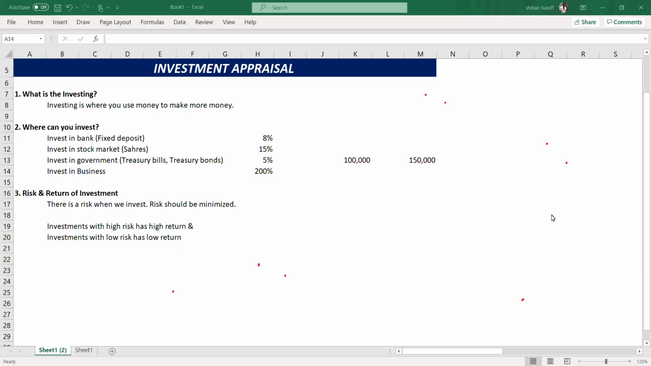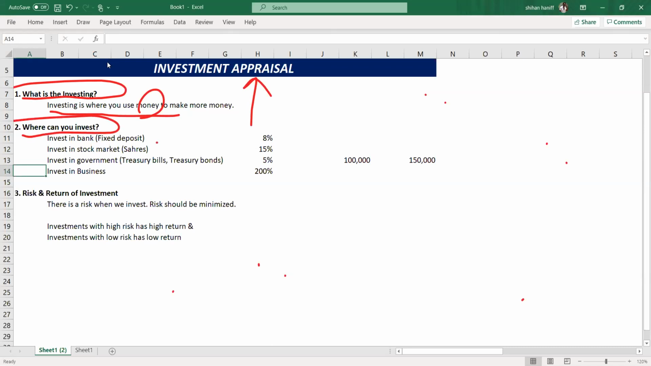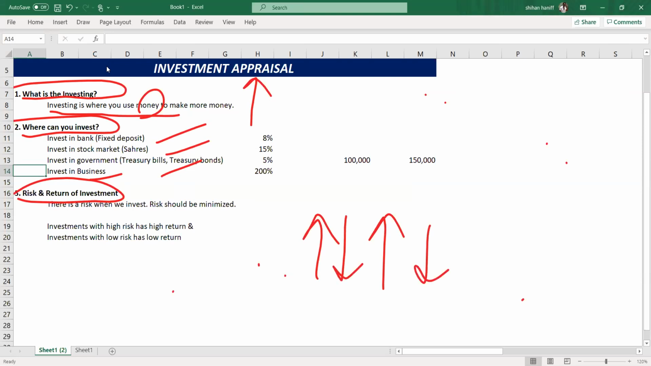So today the chapter is investment appraisal. The first thing is we need to know what is meant by an investment. Investment means where we use our money to make more money, right? And there are different places where we can invest: bank, stock market, government treasury bills, treasury bonds, or in a business. And the risk and return, when the risk is high, return is also high. When the risk is low, return is also low.